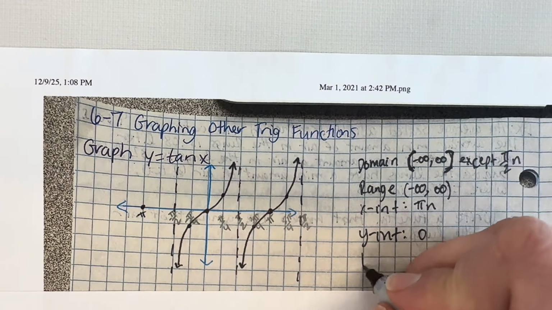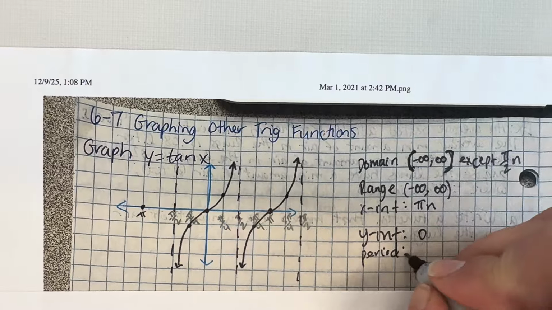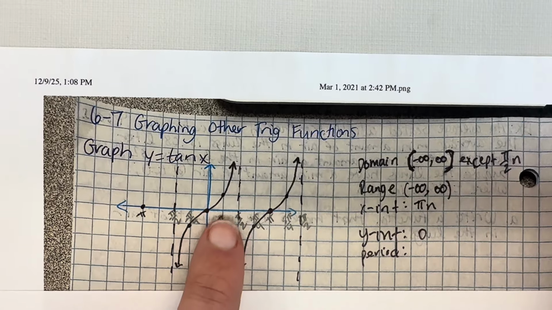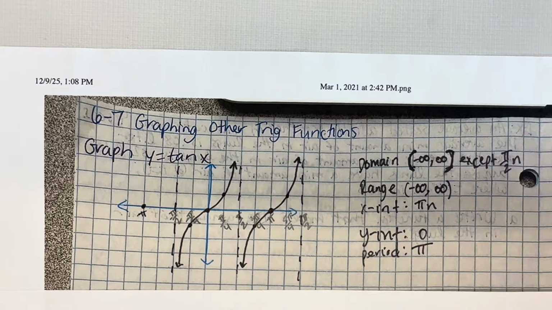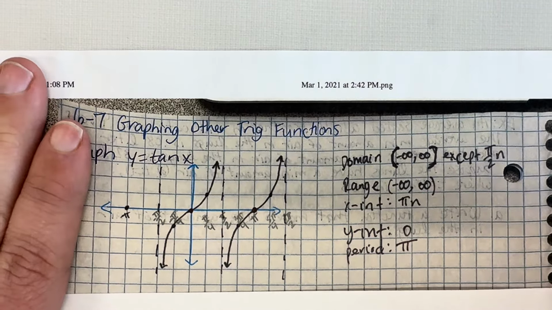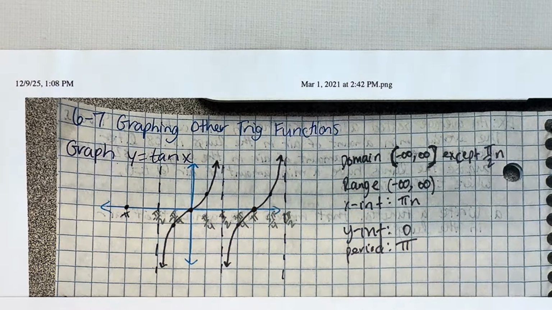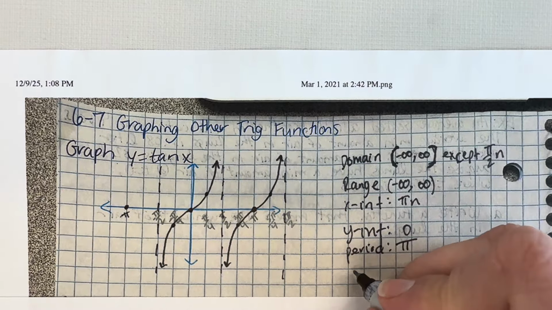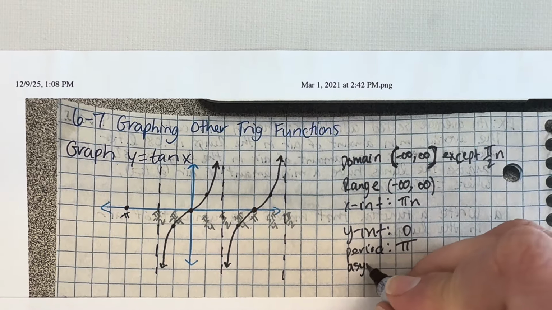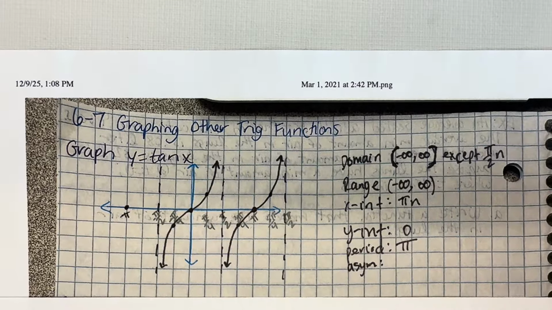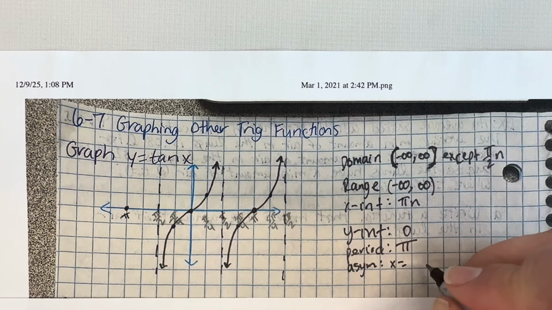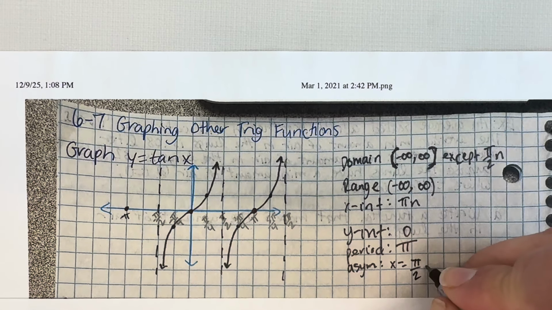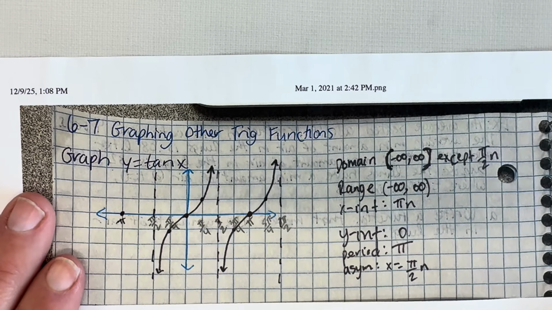Let's talk about our period here. Our period goes for this amount right here, which happens to be a period of pi, which is a little bit different. And then the other thing that's interesting about our tangent graphs that are not in our other ones is we have an asymptote. And those asymptotes happen at every pi over 2 in locations.